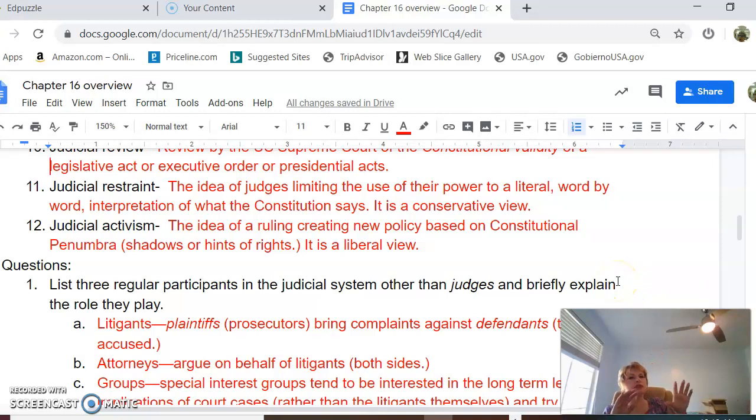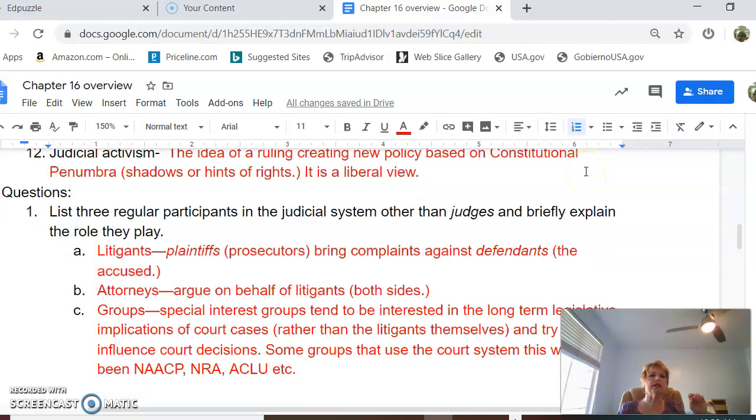Judicial restraint is very conservative. We can't do anything unless the Constitution specifically says what we can do. Judicial activism is, yeah, but it was written over 200 years ago, 250 years ago, almost at this time. And so how would they know what we need to do? Things have changed and people have changed. So if the right is hinted at in the Constitution, we can take that right. So a lot of new cases these days are decided that way.